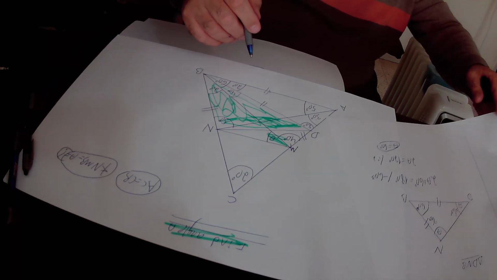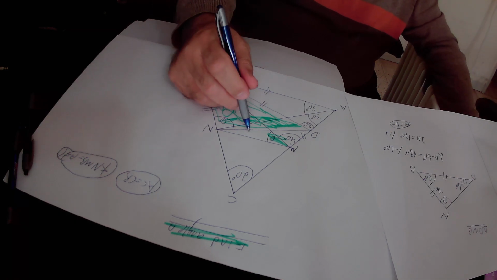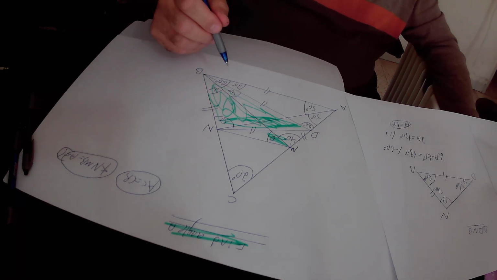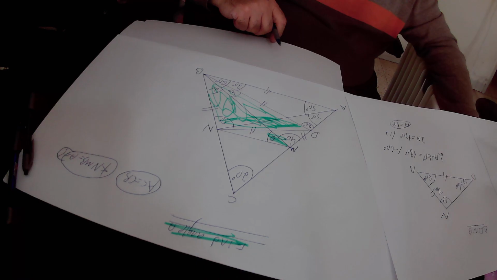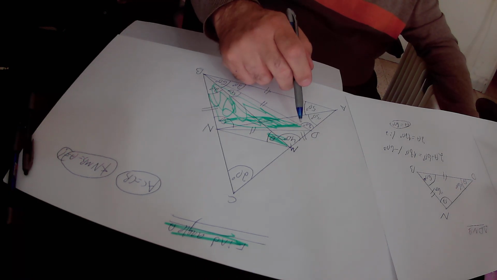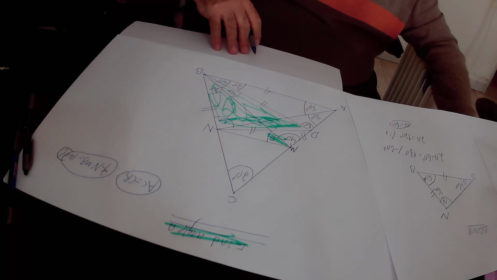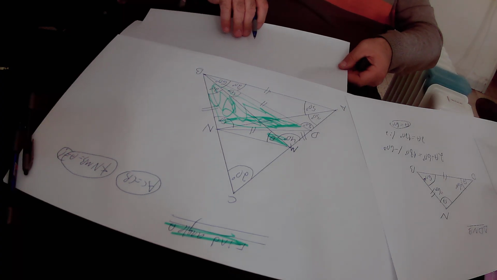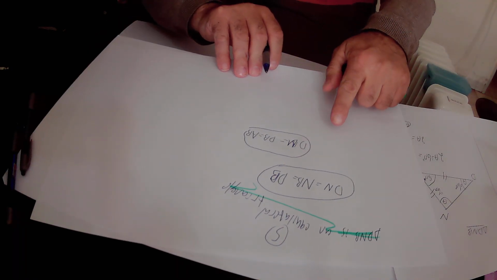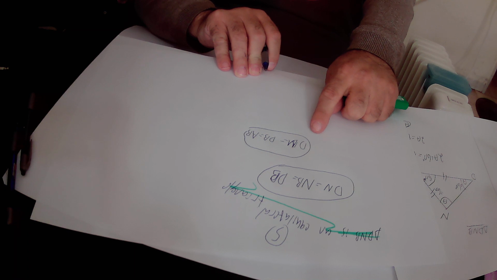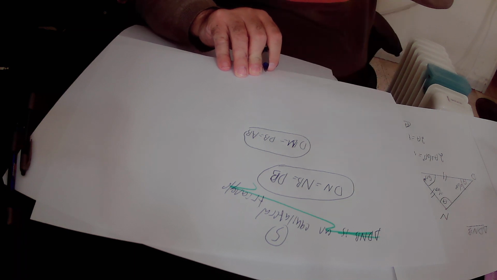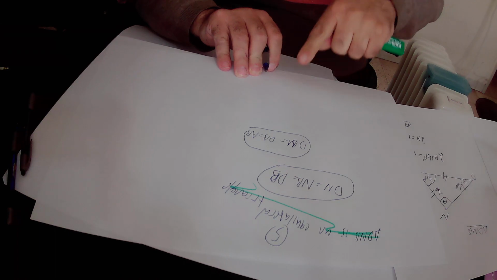In the isosceles triangle DNB, DN equals DB equals NB. So DM actually equals NB. Repeat again. DN equals NB equals DB, from one side. From the other side, DM equals DB equals NB.